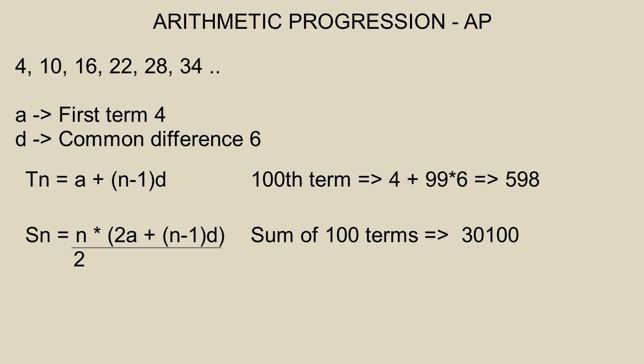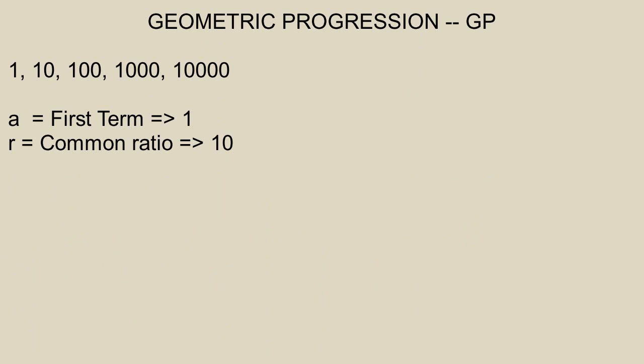This looks pretty easy. I hope you got that. And moving to GP, let's say we take a simple example of 1, 10, 100 and 1000. Common ratio, once again, just divide 10 by 1, that's 10, or 100 by 10, that's 10. And you got the common ratio, or R, as 10.